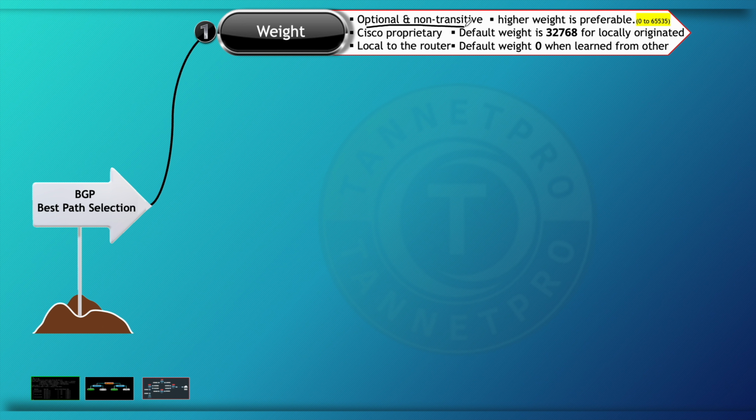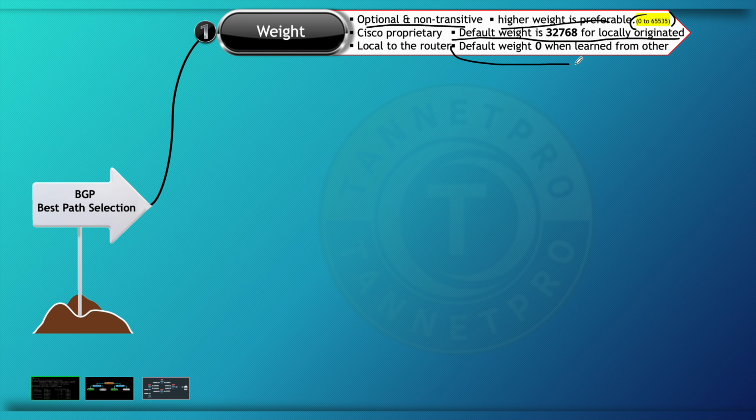We understand what is optional and non-transitive. Optional means it could be there or it could not be there. It's purely optional, as the name says, right? And here higher weight is preferable, and the range is 0 to 65535, right? So whatever weight you configure, if it is higher than the other neighbor, that would be preferable over here.